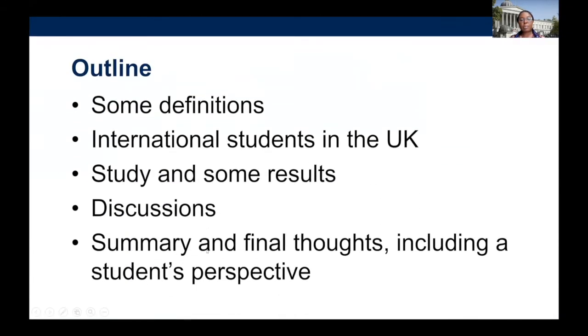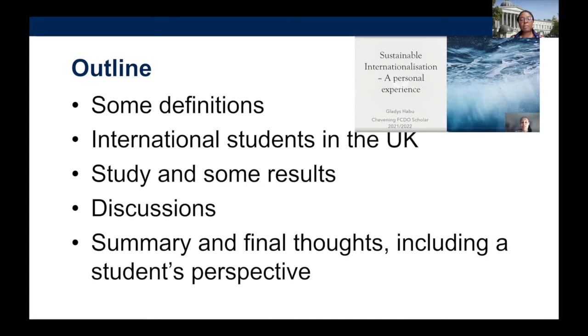I will go through some definitions to give you context to my discussion. I would share with you an ongoing study and some of its findings. I will also share a video from a current student about her perspective of this topic before I summarize.